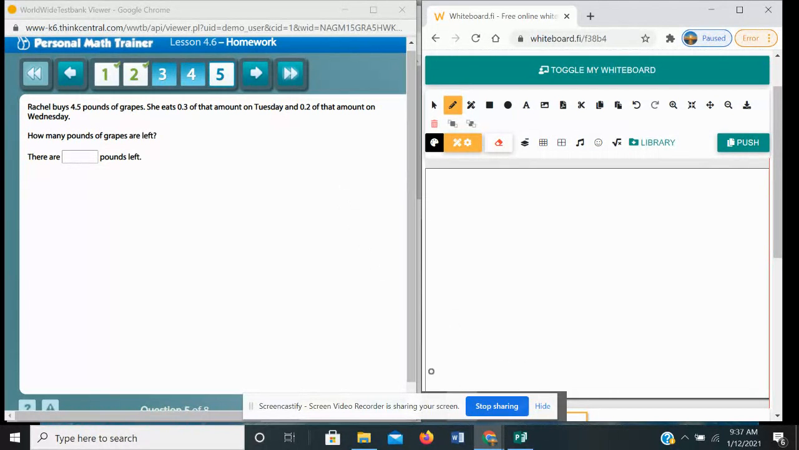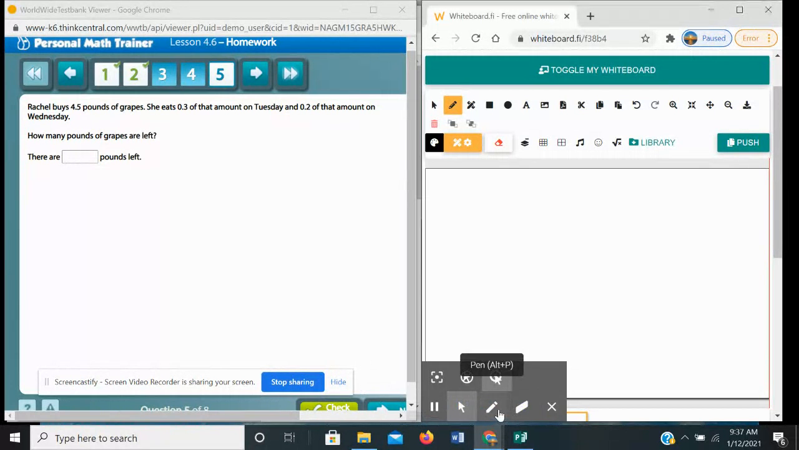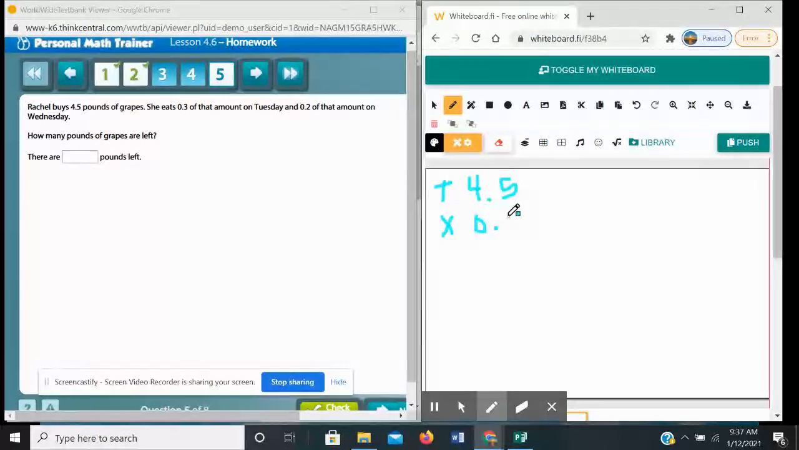So when we are talking about that word of, it is actually a clue word for multiplication. So first I have to see how much she is eating. So I'm going to do Tuesday first, okay? So I put the amount that she has, and it says of. That's multiplication, okay? I'm going to multiply that by 3/10.